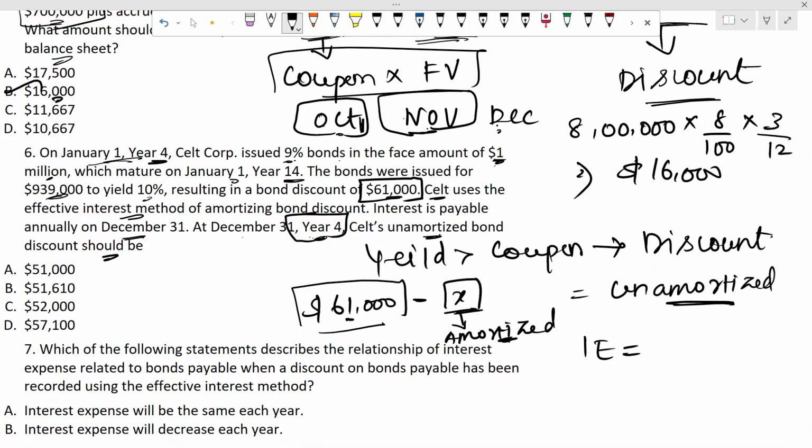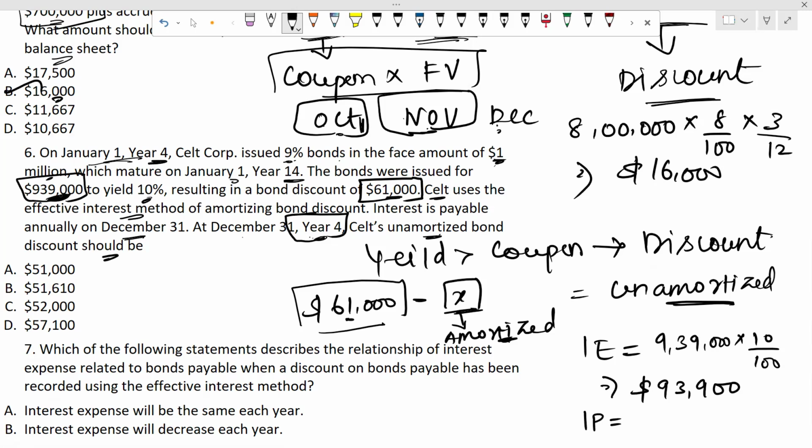So first, let's calculate interest expense. What is interest expense? Yield into opening balance. So at the beginning of the first year, what is the opening balance? The issue price is the opening balance. The bonds were issued for 9,39,000. So 9,39,000 into 10%, we get $93,900 as the interest expense.